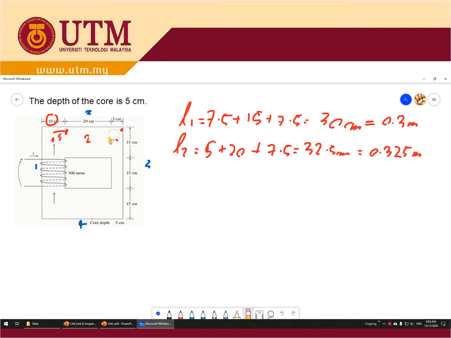For the next part, again use the same concept. Take the center here, which is 7.5.